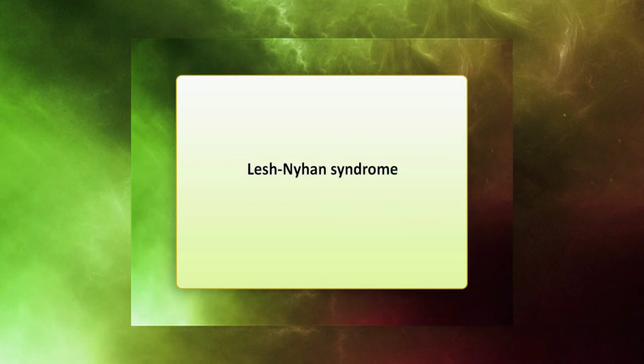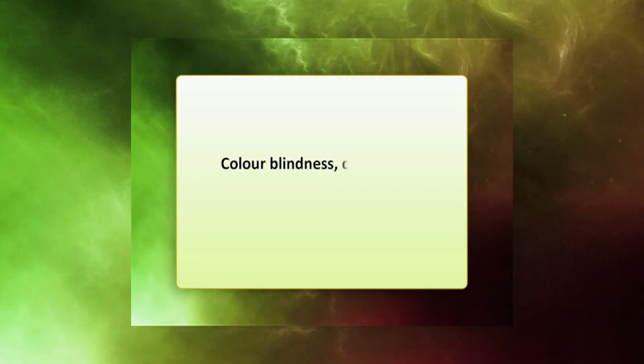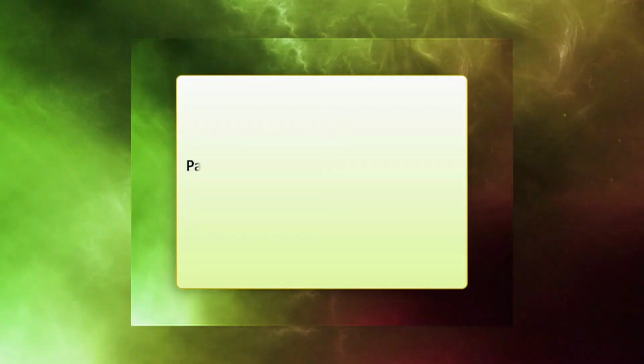Lesch-Nyhan syndrome. Deficiency of hypoxanthine guanine phosphoribosyl transferase enzyme, that is HGPRT. It leads to motor and mental retardation, self-mutilation and early death. Color blindness, protan type. It is due to the insensitivity to red light. Color blindness, deutan type, due to insensitivity to green light.